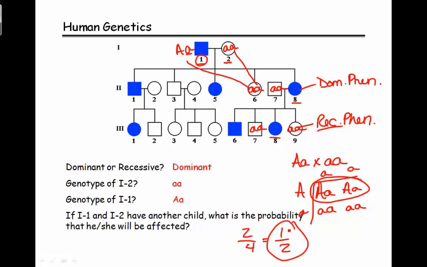So if you can determine whether the pedigree is dominant or recessive, then we can go through and start assigning some genotypes, and then we can predict the outcome of some crosses.